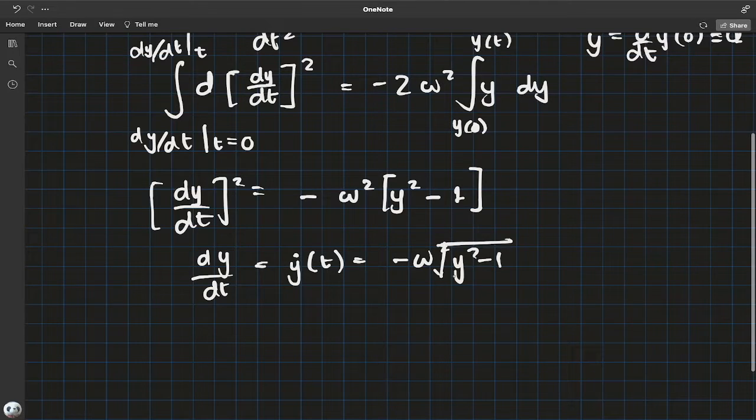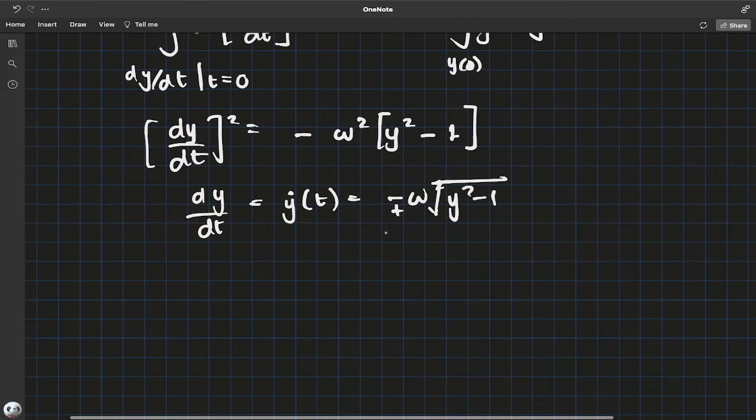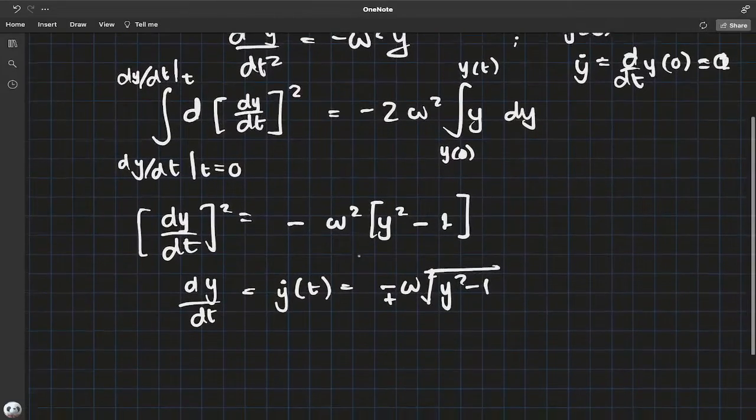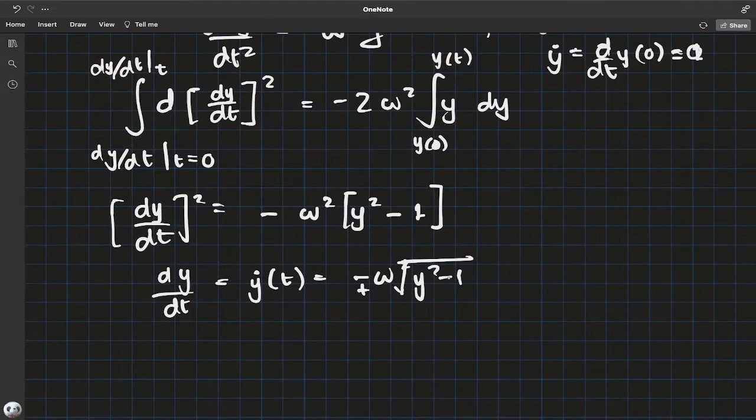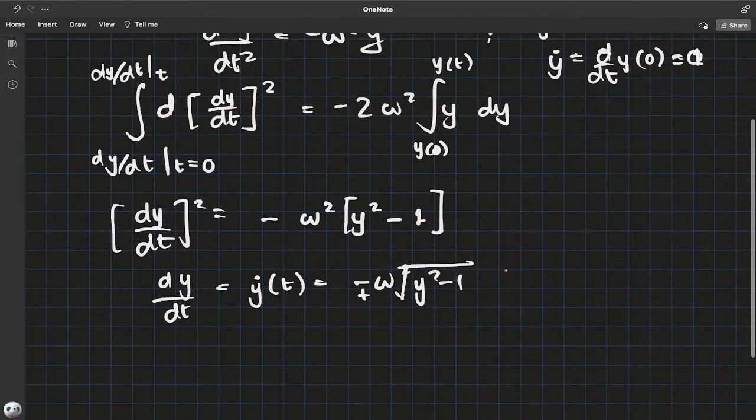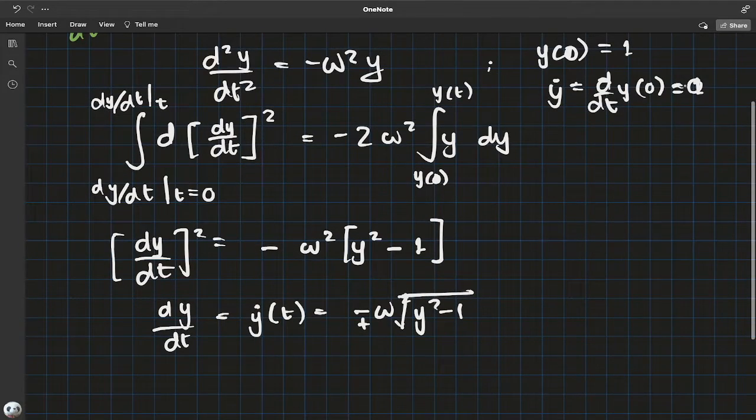y squared minus 1. Now we can try to plug in the boundary conditions because we don't know which branch to take. There's actually a plus and minus here. We don't know which branch to take. So let's just plug in both of them. If you plug in t equals 0, you have y at t equals 0 squared, which is 1. 1 minus 1 is a 0. And this is also equal to 0 because y prime of 0 is equal to 0.